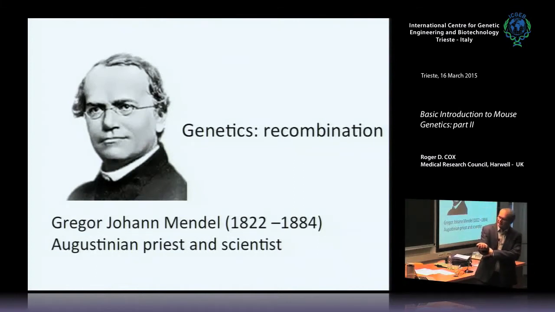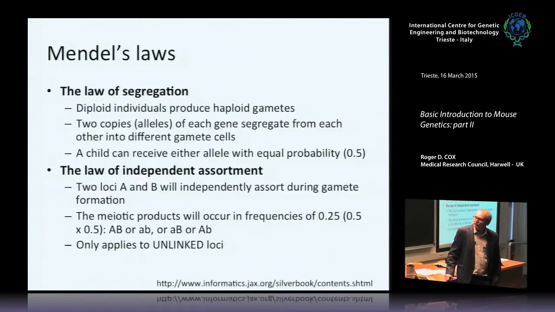who was around from the 1820s to the 1880s, who was a priest, but also was interested in inheritance, and obviously did his experiments with pea plants, following inheritance of traits in peas. And he developed a number of laws, which we know as Mendel's laws.